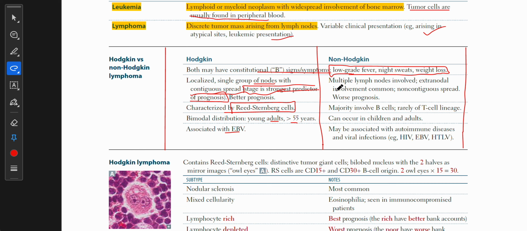In non-Hodgkin lymphoma, multiple lymph nodes are involved. Extranodal involvement is very common, and there is non-contiguous spread, and also a worse prognosis than Hodgkin lymphoma. There is non-contiguous spread, but contiguous spread in Hodgkin's lymphoma. The majority involve B cells, rarely T cell lineage. It can occur in children and adults. It may be associated with autoimmune diseases and viral infections like HIV, EBV, and HTLV, human T cell lymphotropic virus.